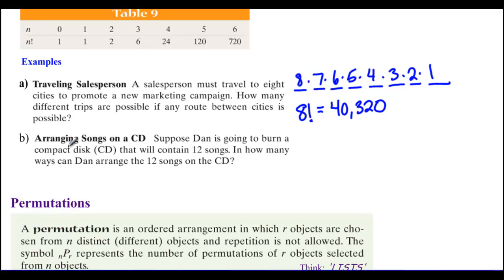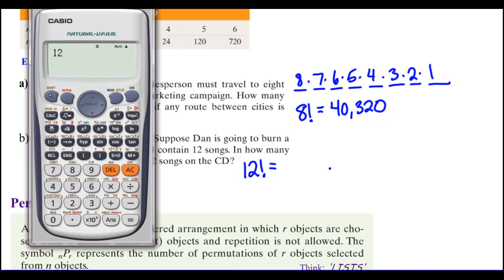And then for B, if we're arranging songs on a CD, Dan's going to burn a CD that will contain 12 songs. In how many ways can Dan arrange the 12 songs on the CD? This is, again, just going to be 12 factorial, because you've got 12 choices for the first one, 11 for the second song, 10 for the third song, and so on. So 12 factorial, and then we do that on our calculator. We're going to get this huge number: 479,001,600.